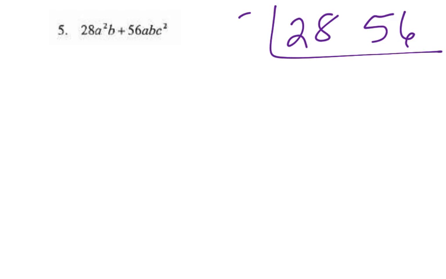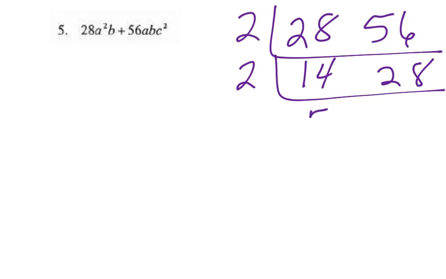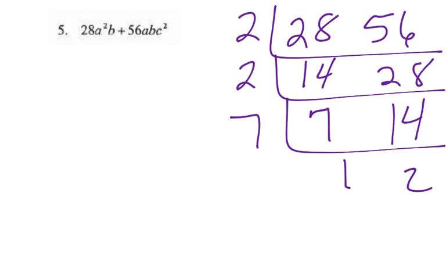28 and 56. Probably not really sure what your common denominator is, so we'll divide by 2, and we'll get 14 and 28. We'll divide by 2, and we'll get 7 and 14. Divide by 7, and you'll get 1 and 2. So 2 times 2 is 4, times 7 is 28.